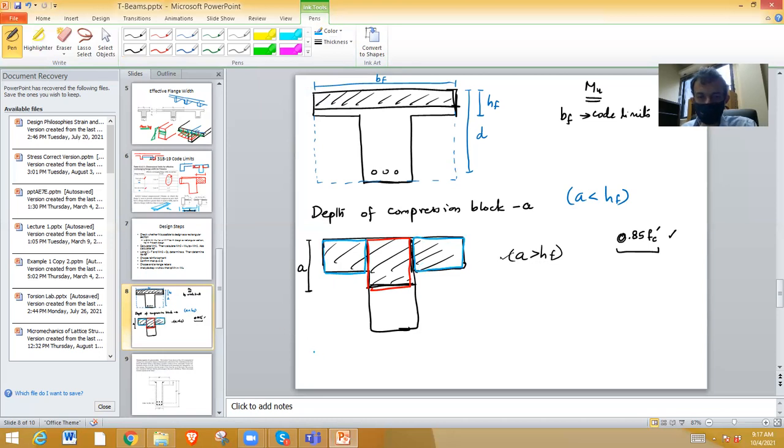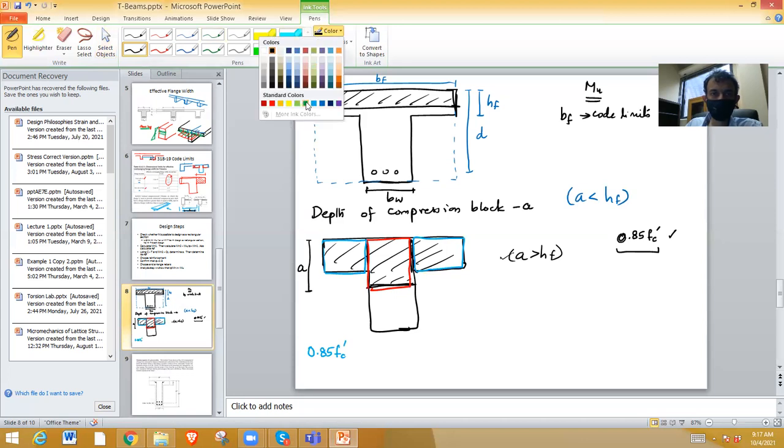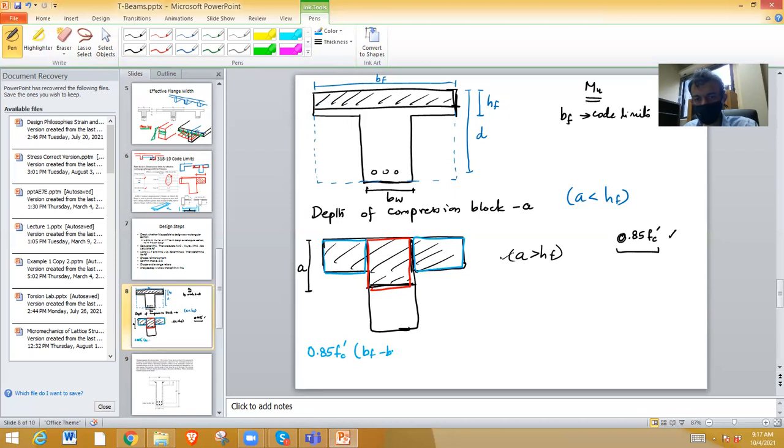Okay, so for the blue I have 0.85 fc prime. What is the width? BF is the total flange width, and BW is the web width. Therefore I have 0.85 fc prime times (BF minus BW). So that is the width. Okay, and what is the depth? Depth is HF, the depth of the flange.